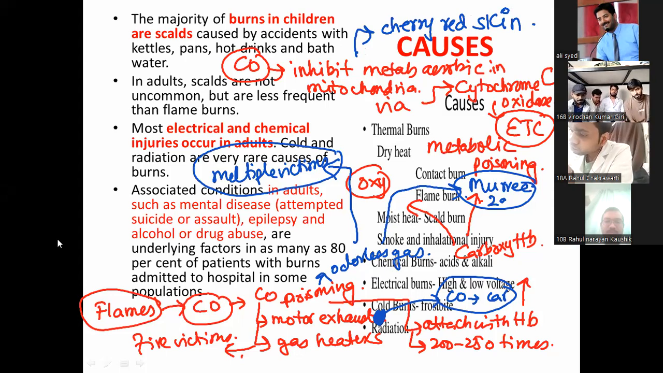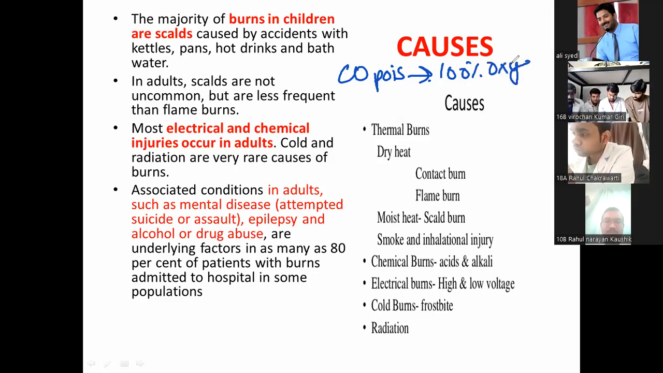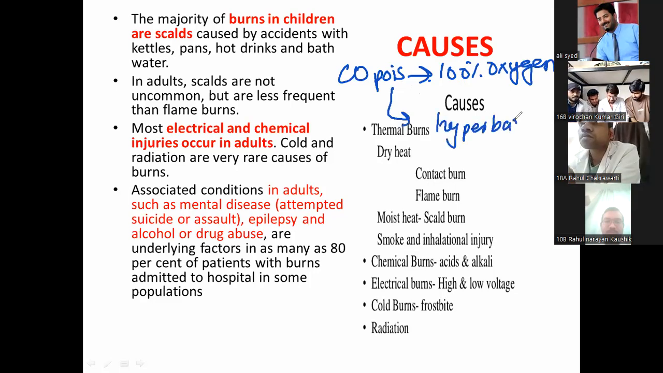So what are you going to do? A patient with carbon monoxide poisoning, you have to give them 100% oxygen, and if the patient is severe, you will go for hyperbaric oxygen, which is oxygen under high pressure. So this is the management of carbon monoxide poisoning.